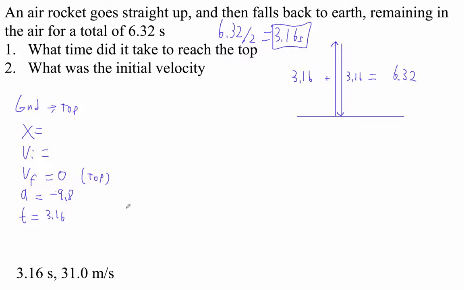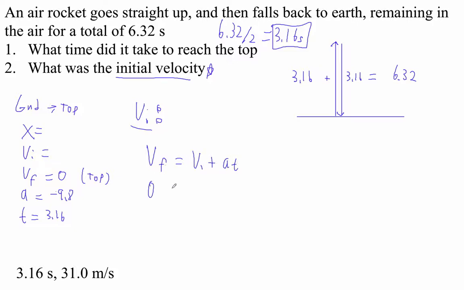Okay. I think the thing to do is to use no x to find VI. So let's do that first. Oh, wait, that's all we have to do, because it just says what is the initial velocity. So for VI, we're just going to use this equation: VF is VI plus AT.